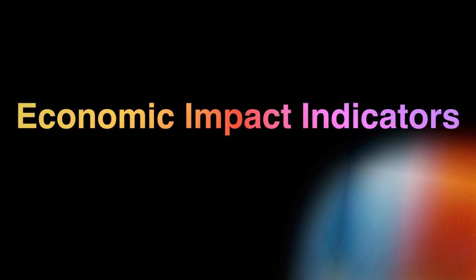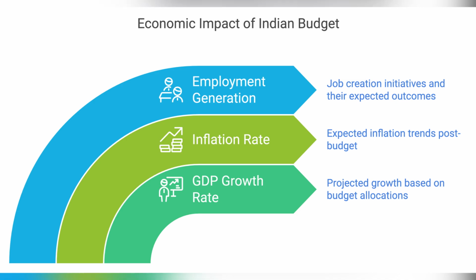Economic impact indicators. GDP growth rate. It gives us a projected growth based on budget allocations. Inflation rate. It informs us about the expected inflation trends post-budget. Employment generation. It gives us an insight into the job creation initiatives and their expected outcomes.